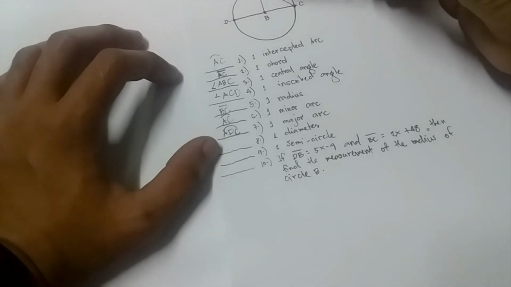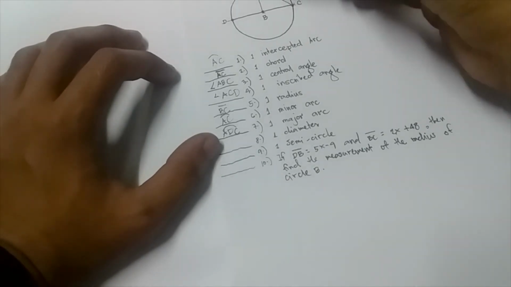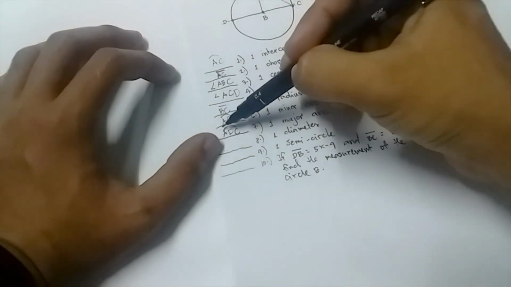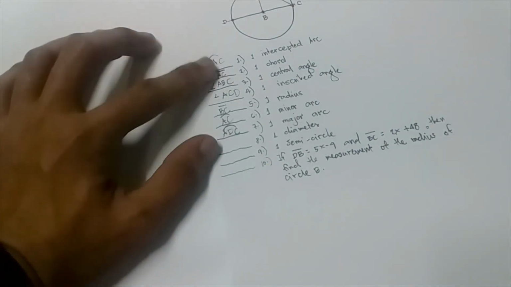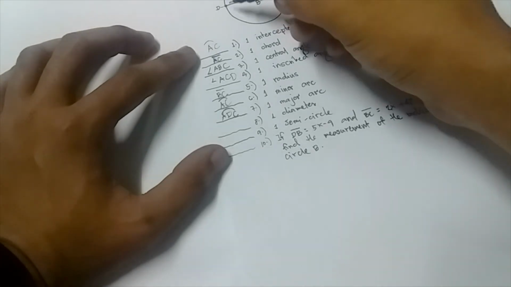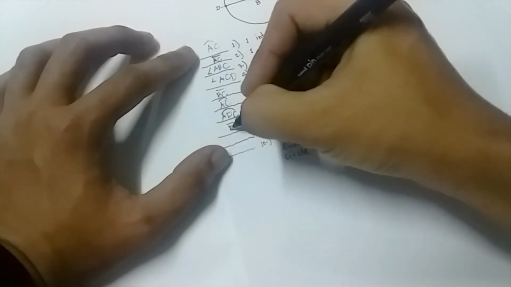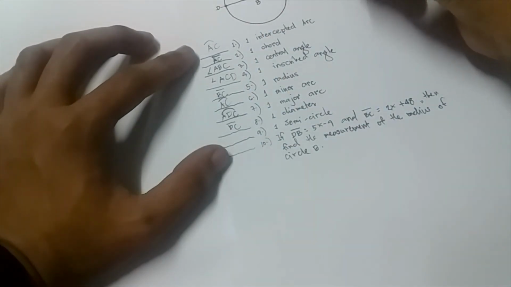Next, one major arc. Our major arc here, again, should measure greater than 180 degrees. So we have arc ADC. Next, one diameter. Of course, we have one diameter here, so we have segment DC. It should be from the point here, pass through the center, and connect to the other point on the circle.